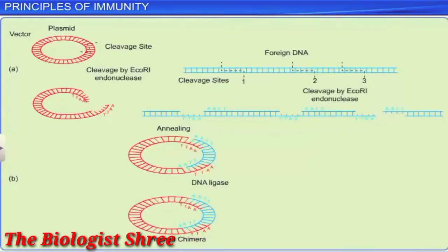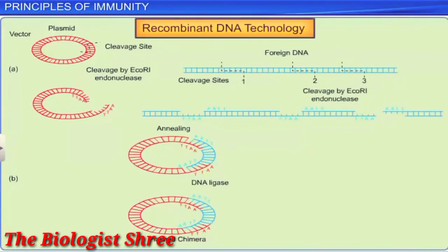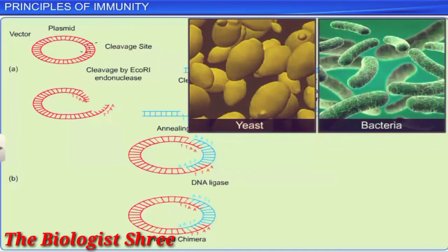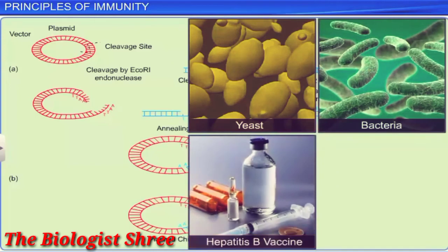New technologies like recombinant DNA technology have made the large-scale production of antigenic polypeptides of pathogens from yeast or bacteria possible. The hepatitis B vaccine is produced in a similar manner from yeast.